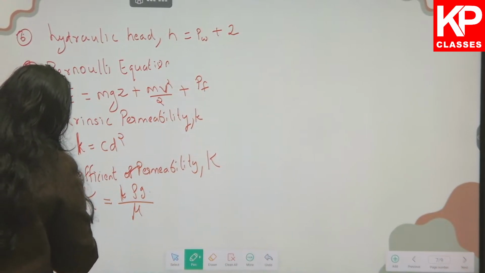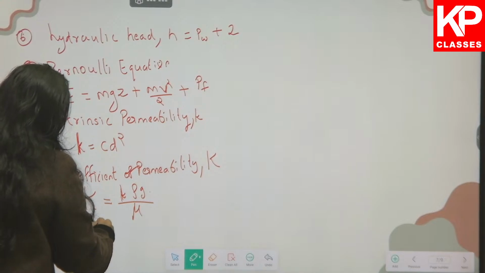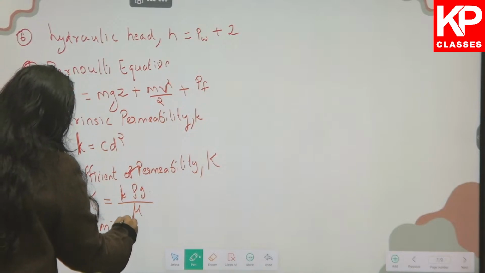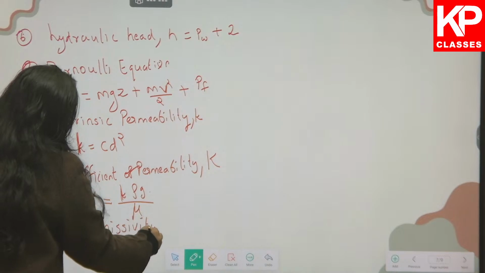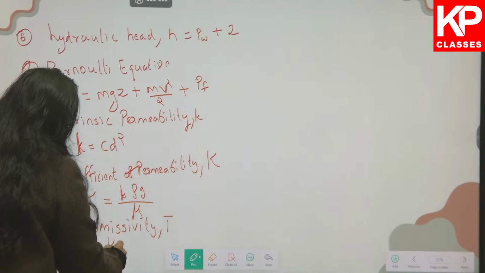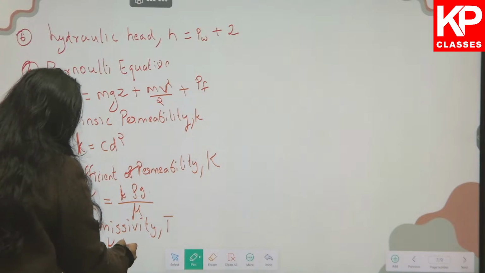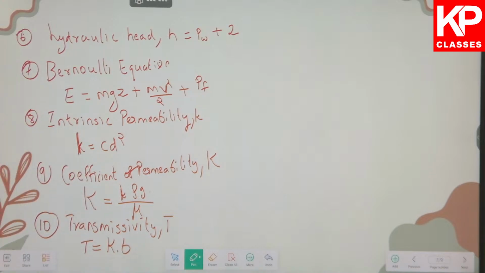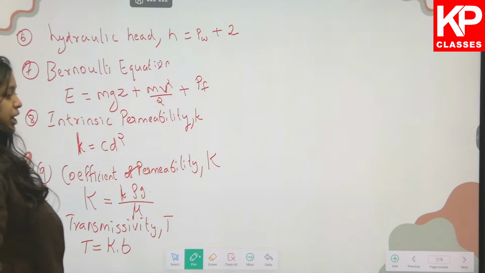Next equation is for transmissivity. Transmissivity T is equal to hydraulic conductivity times the saturated thickness of the medium B. That's the equation for transmissivity: hydraulic conductivity into B, where B is the saturated thickness of the aquifer.